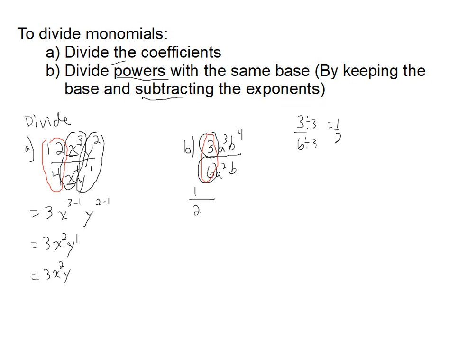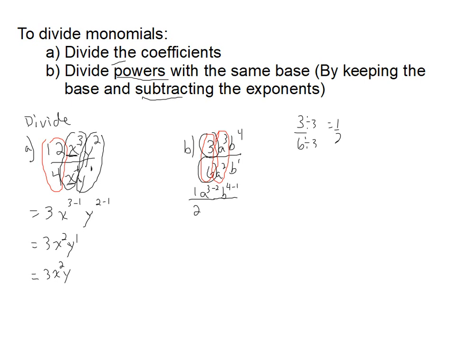Next we're going to divide the powers with the same base. Let's go with the a's here. So the rule for dividing the powers with the same base is we keep the base, and we're going to do this in the numerator. So a to the 3 minus 2, keep the base, subtract the exponents. And then we're going to get a b to the 4 minus 1. Again, don't forget this b has an exponent of 1.